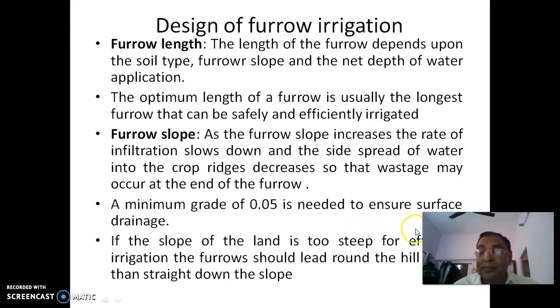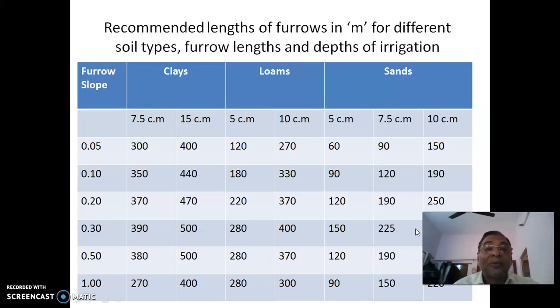Design of furrow irrigation, length and other things are over. Then these are the recommended lengths of furrows, all in meters, for different soil types. These are the soil types across, and then for different soil types, furrow lengths, furrow slope, furrow lengths and the depths of irrigation.